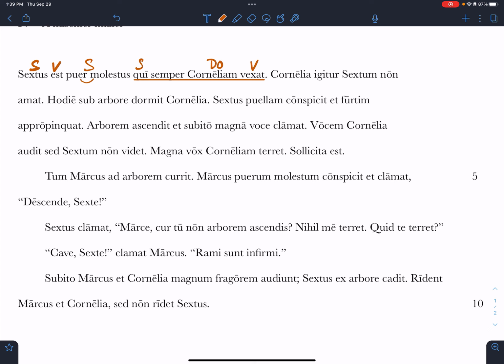Okay. Next. Cornelia igitur sextum non amat. All right. Who'd like to give me the markup for that sentence? Claire, please. Cornelia is the subject, and sextum is the direct object, and amat is the verb. Very good. Exactly right. Okay, I will confirm that for you. It is correct.